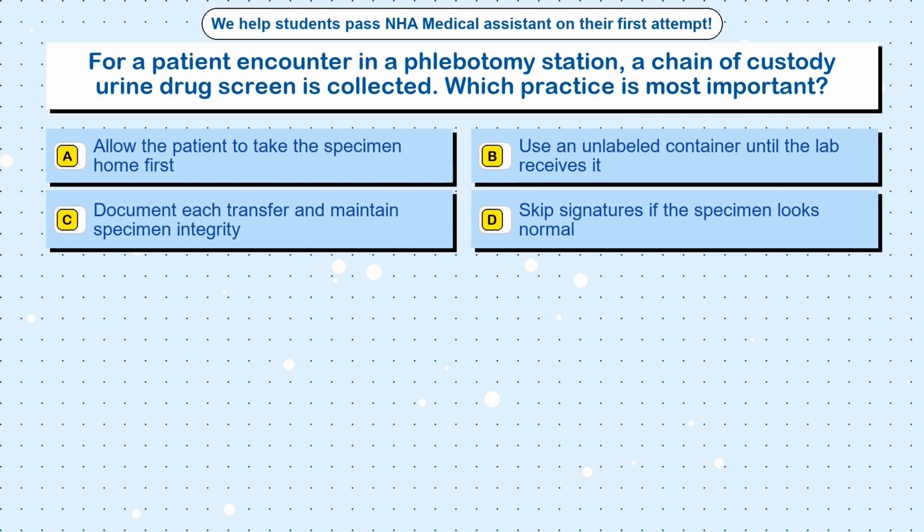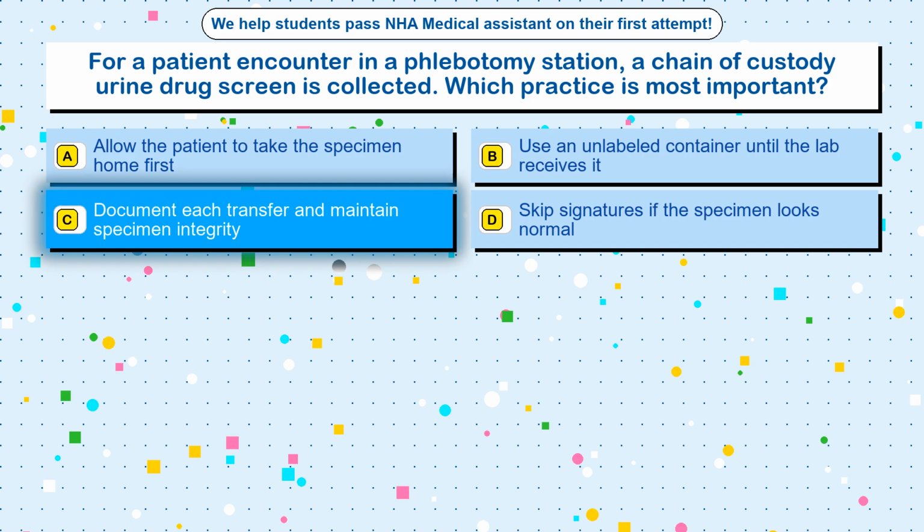Question 21. For a patient encounter in a phlebotomy station, a chain of custody urine drug screen is collected. Which practice is most important? Option A. Allow the patient to take the specimen home first. Option B. Use an unlabeled container until the lab receives it. Option C. Document each transfer and maintain specimen integrity. Option D. Skip signatures if the specimen looks normal. The correct answer is option C.